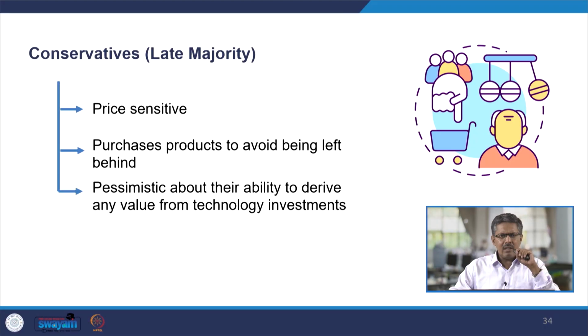The conservatives are the second last, or the late majority, who are price sensitive people. They purchase products to avoid being left behind. So, they do not want to be left behind, they want to be part of the mainstream, and that is why they buy these products, but they come very late to the party. These people do contribute, no doubt, but they contribute during the maturity and decline stage. So, almost at the maturity stage. Okay. They are pessimistic about their ability to derive any value. So, they feel they cannot derive much value, but they have just taken part because everybody else has done so, right.